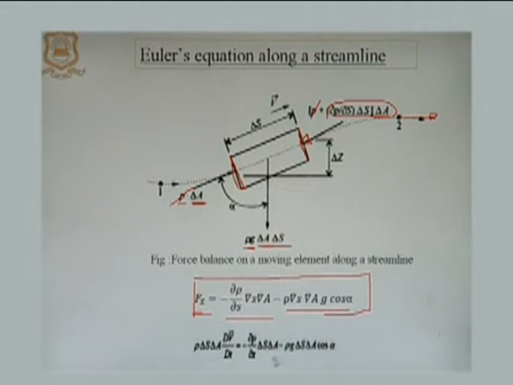Now we know that the force acting on this fluid element in S direction is equal to rate of change of momentum in S direction. Rate of change of momentum in S direction is equal to mass of the fluid element. Mass of the fluid element is rho del S into del A. Since fluid is considered incompressible and steady, this may be written outside the differential. Rho del S into del A will be equal to mass into dV over dt.